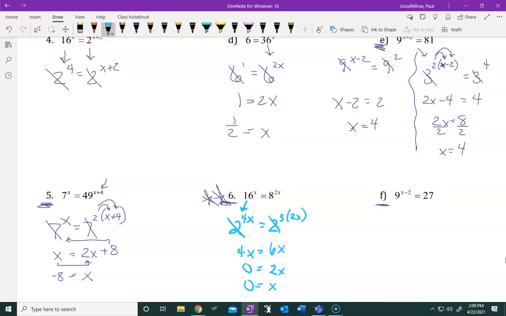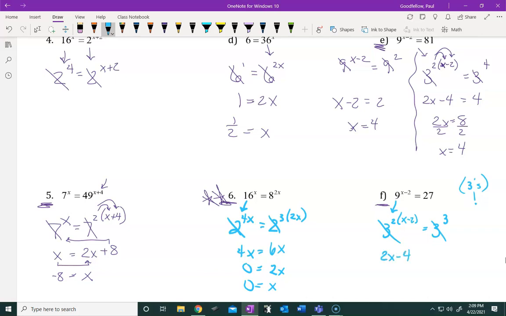Okay. Now, the last one there has the same kind of concept. 9s and 27s, they need to be the same base, and I would say you probably want to think 3s. Okay, you want to think 3s to get this guy done. So this guy would be 3 to the 2nd power times x minus 2, and this would be 3 to the 3rd power for 27, and now I got my 3s to match, and then you'd go ahead and solve.